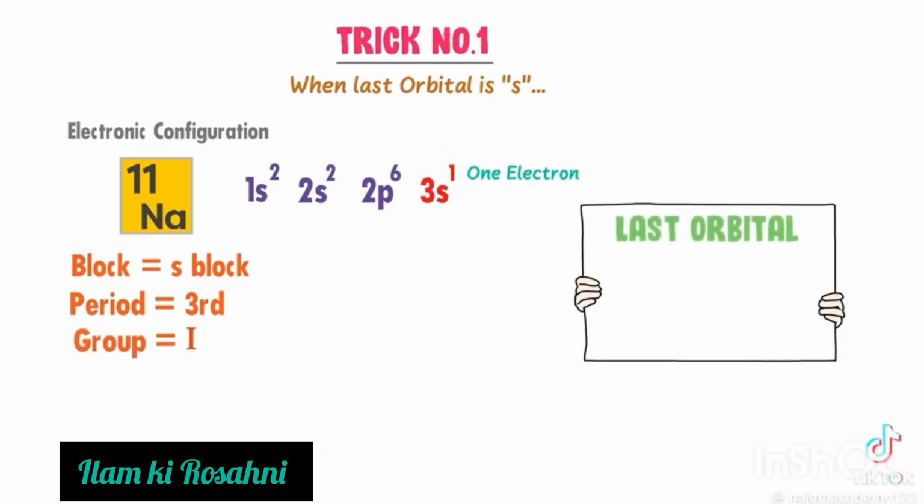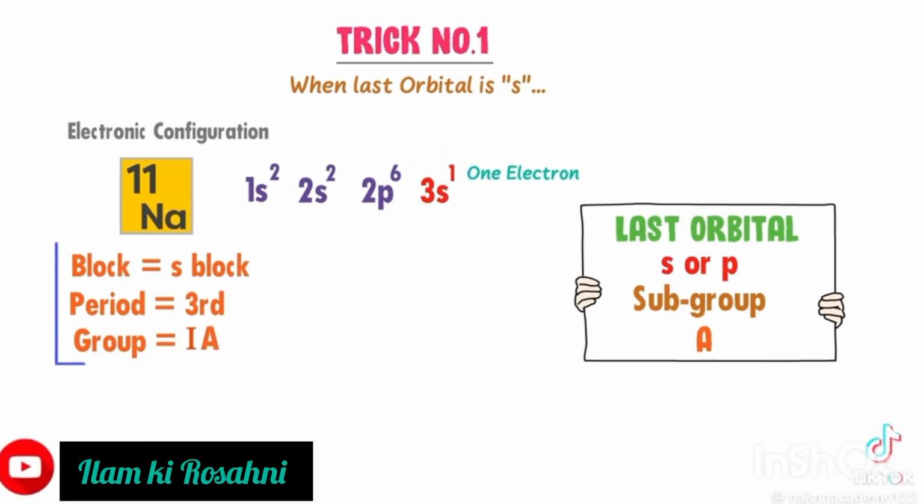Also remember that if the last orbital is s or p, the subgroup will always be A. The last orbital of sodium is s, so its subgroup is A. Hence sodium is an s block element. It is present in the third period and first A group.